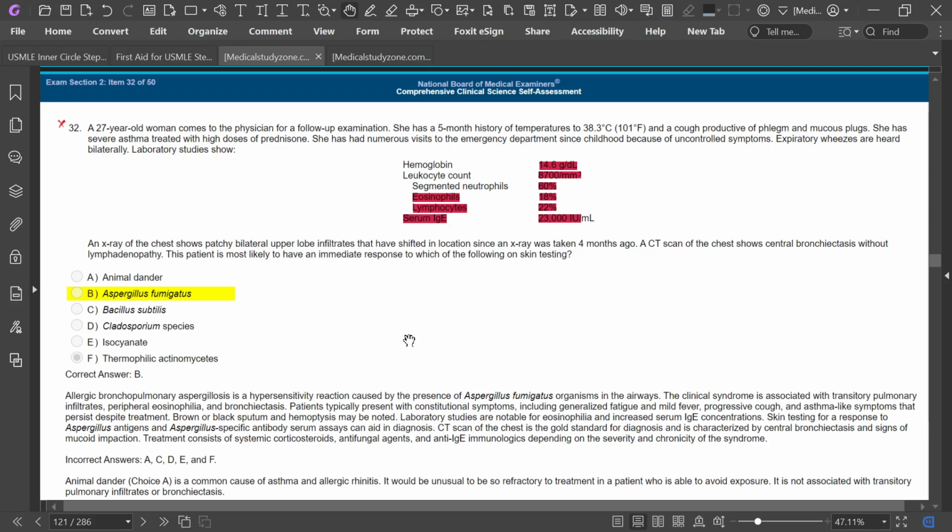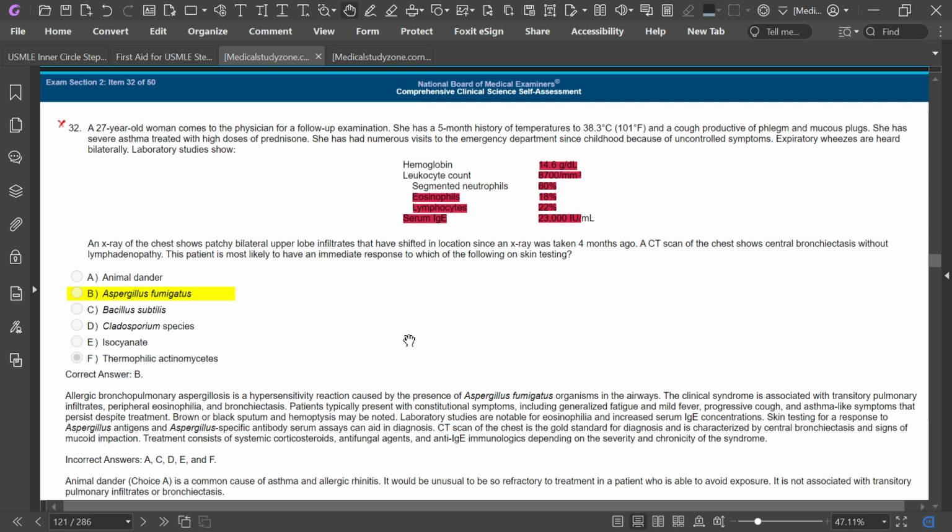It is ABPA, allergic bronchopulmonary aspergillosis, a hypersensitivity reaction caused by the presence of Aspergillus fumigatus organism in the airways. The clinical syndrome is associated with transitory infiltrates, peripheral eosinophilia, and bronchiectasis.